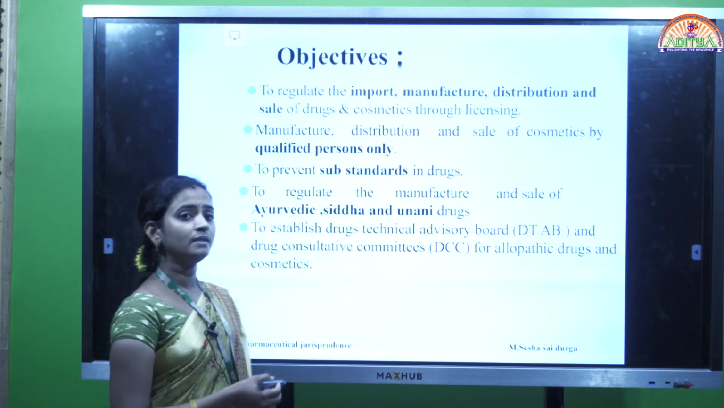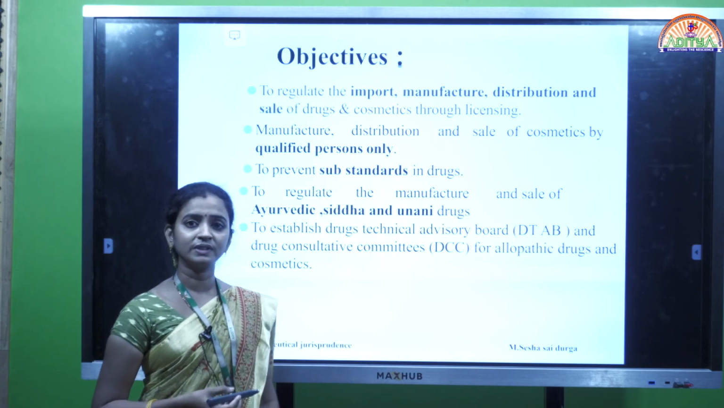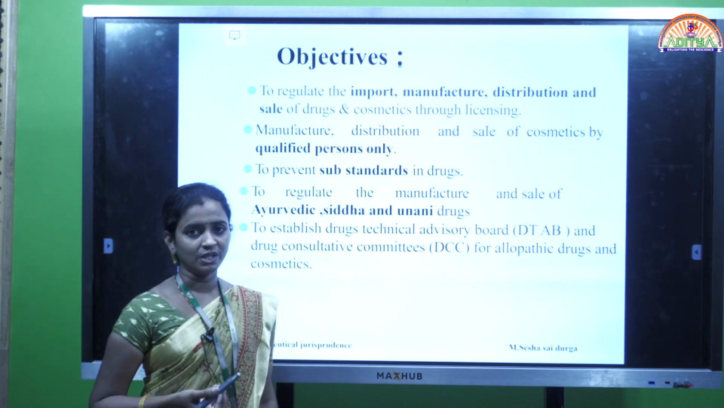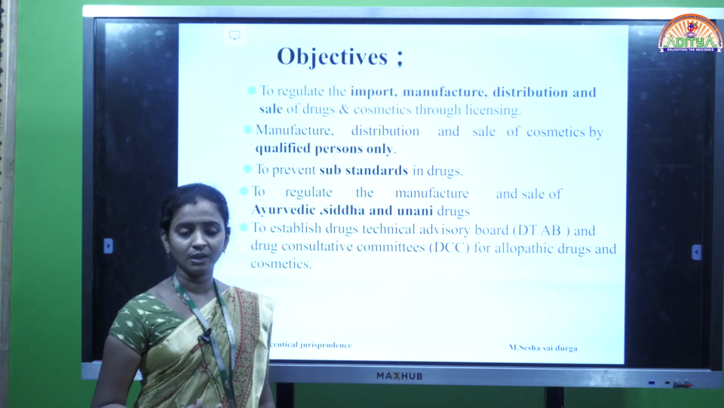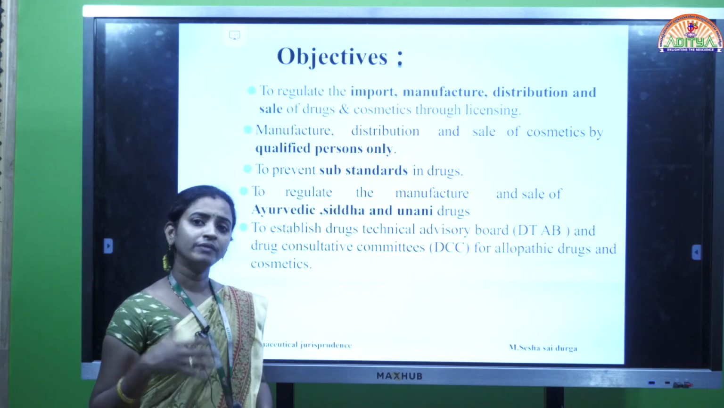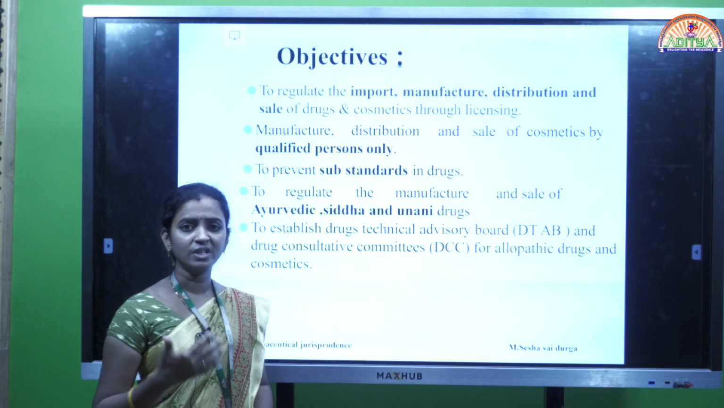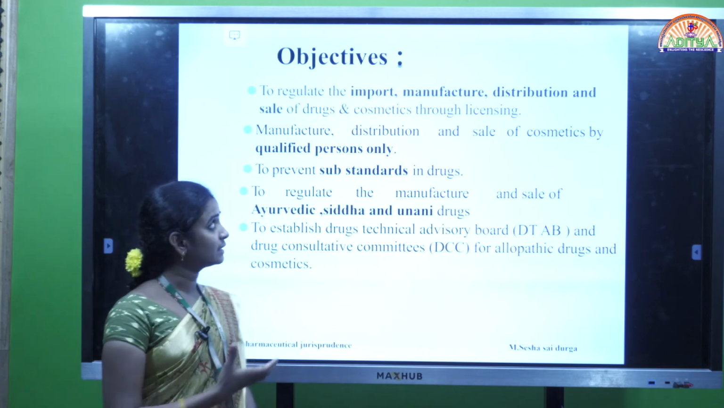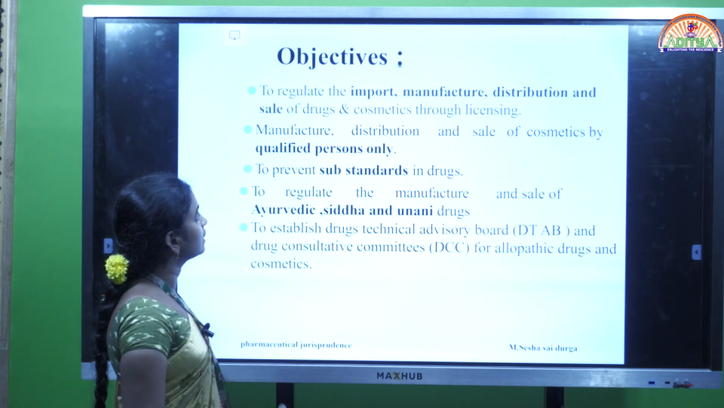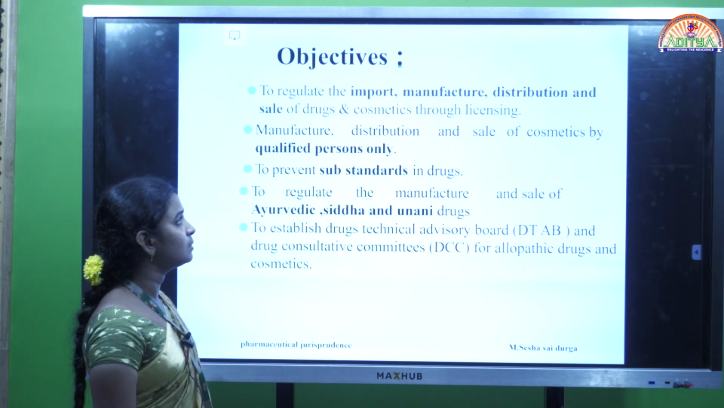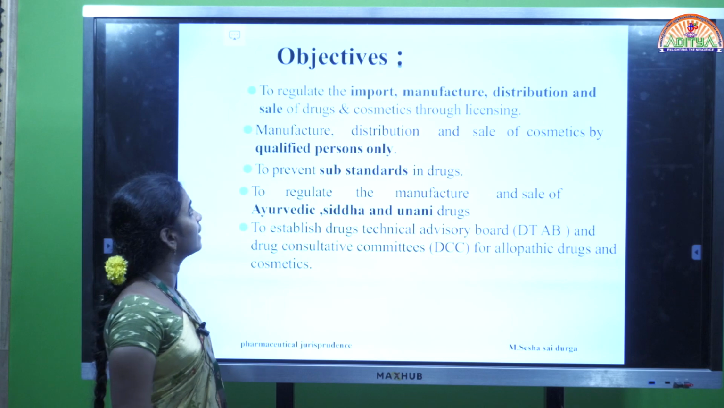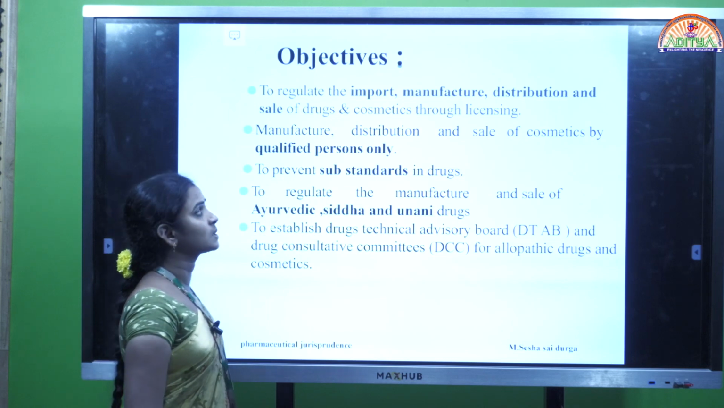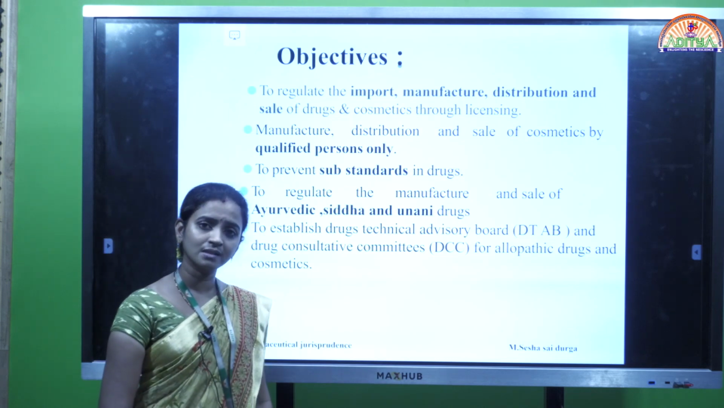See here, these are the objectives of the act. What is meant by objective? Objectives means what we want to do by establishing this act, what we should achieve, what our goals are. That is the objectives here. First one, to regulate the import, manufacture, distribution and sale of drugs and cosmetics through licensing.